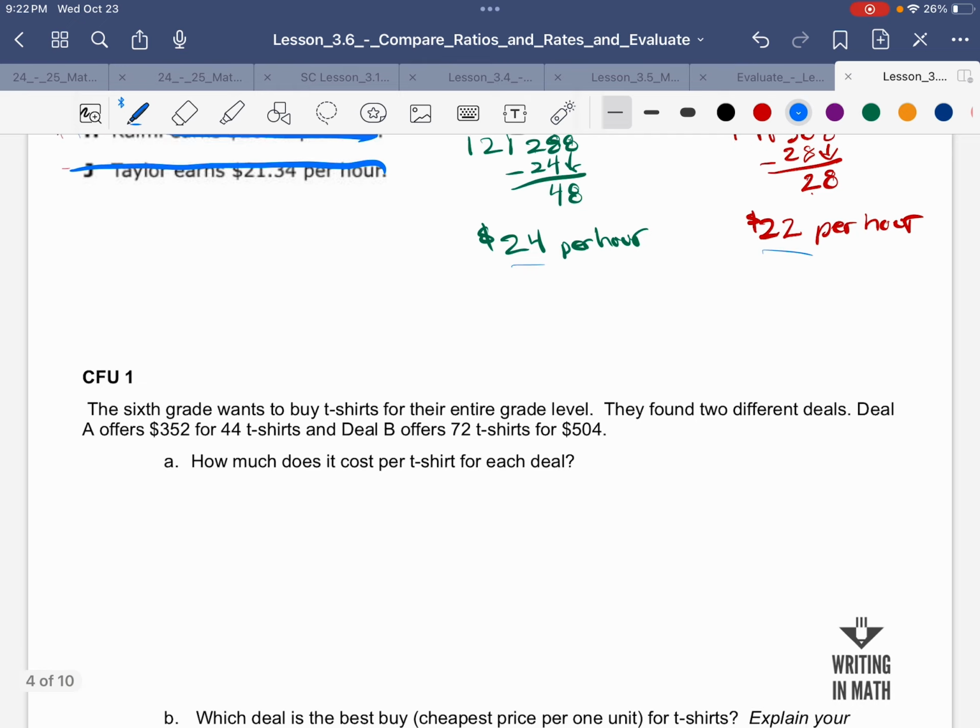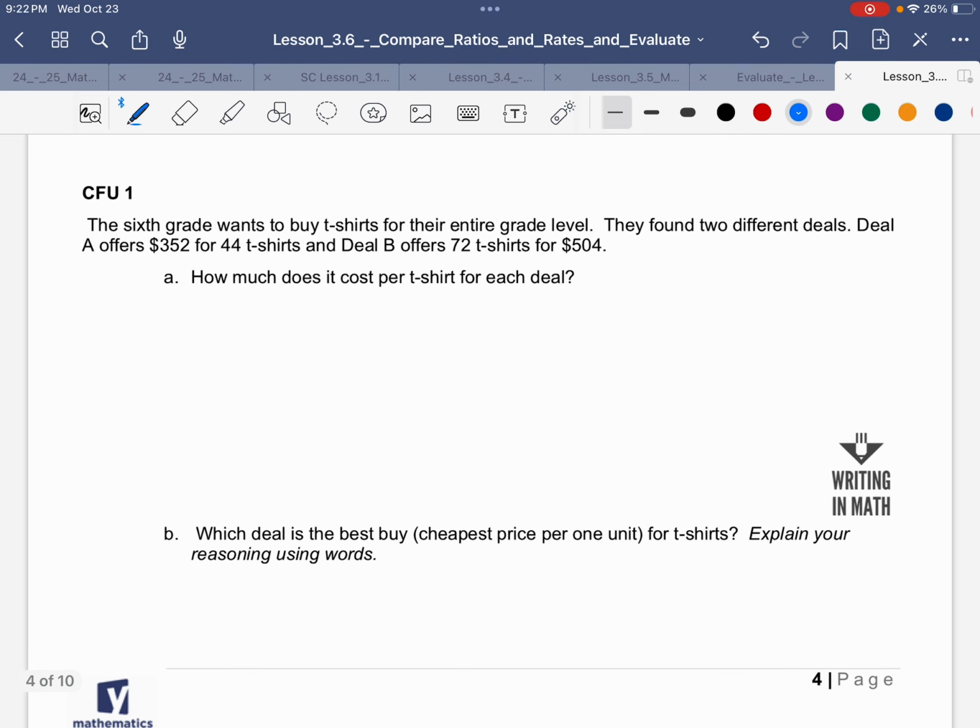All right. I encourage you to stop here and try to work this one out yourself. Then unpause and see if you got it right. The 6th grade wants to buy t-shirts for an entire grade level. They found 2 different deals. Deal A offers $352 for 44 shirts, and Deal B offers 72 shirts for $504. How much does it cost per t-shirt for each deal?